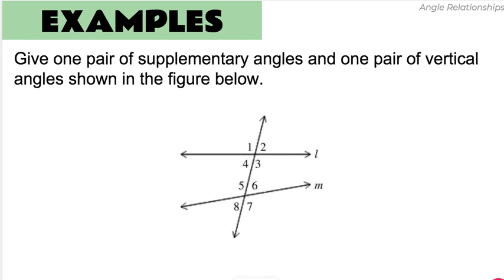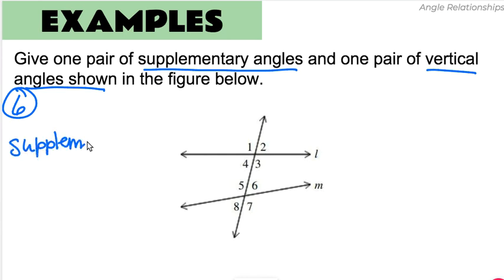All right, going for these again. This is example 6. Give a pair of supplementary angles and a pair of vertical angles. Okay. And remember, with supplementary, we want adjacent angles, so two angles that share one side that add up to 180. So take a second and find two supplementary angles. I want you to try this one on your own.